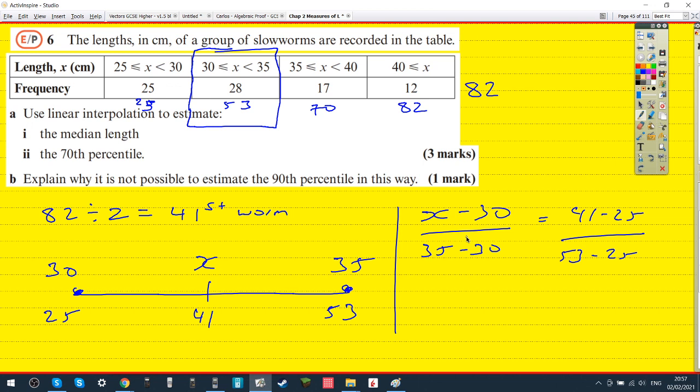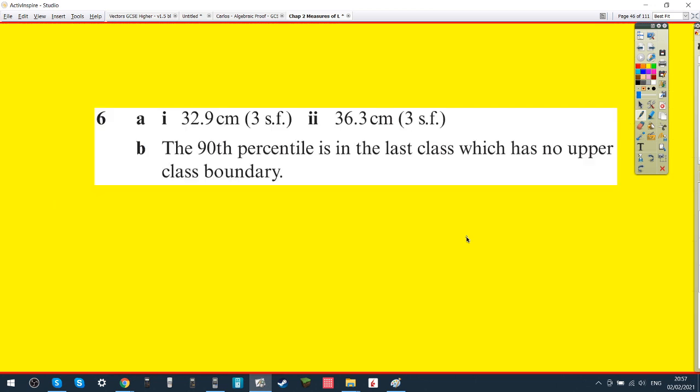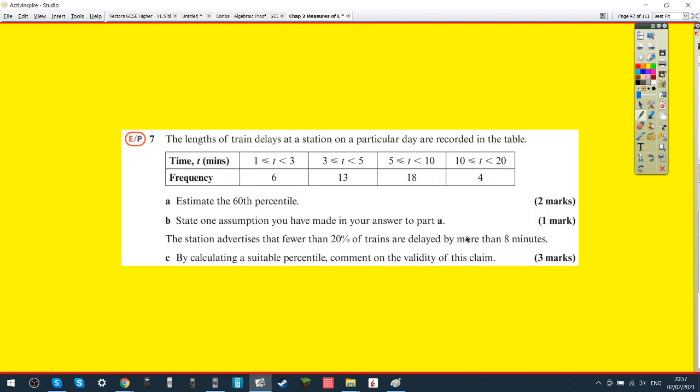How about question B for this one? Because X is always equal to or greater than, so it cannot be any higher. It can be like 40, 50, 60, 70. There is no upper bound. The 90th percentile is in the last class, which has no upper class boundary. Yeah, that's fine.